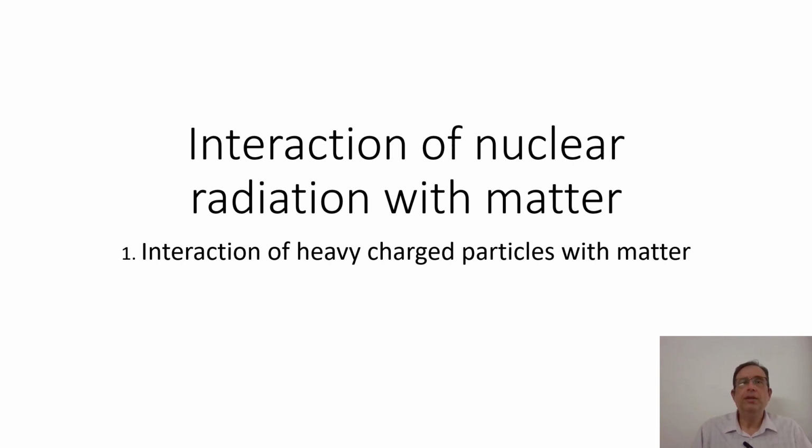So hello dear students. In this subsection I'm going to discuss interaction of nuclear radiation with matter, and in the first part I'm going to discuss the interaction of heavy charged particles with matter. That is, when a heavy charged particle which is energetic enters a certain medium, how does it interact with that medium? Heavy charged particle means an alpha particle or a proton or some ion. All of them are positively charged, and when they enter a medium, they interact with it in a certain way. So we are going to discuss that in this particular subsection.